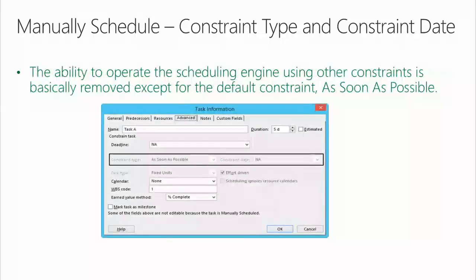Okay? The ability to operate the scheduling engine using other constraints is basically removed, except for the default constraint, as soon as possible. Okay? See this again? These are all grayed out. I can't access them. Even if Project is basically operating in another constraint type mode, it still appears to me that it's operating in the mode that's displayed.